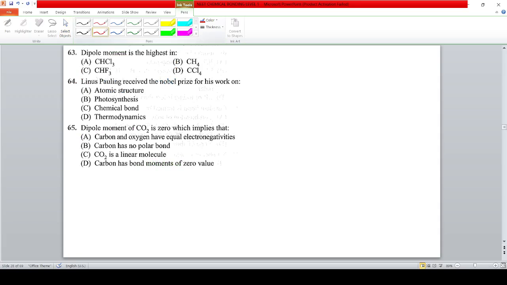Question 63. The dipole moment is highest. These are all symmetrical molecules. The dipole moment for this one is 0 and for this one is also 0. So coming to A and C. 1 chlorine, 2nd chlorine, 3rd chlorine, only 1 hydrogen is there. Fluorine, fluorine, fluorine, 3rd one, hydrogen. So this is also a tetrahedral structure and this is also a tetrahedral structure.